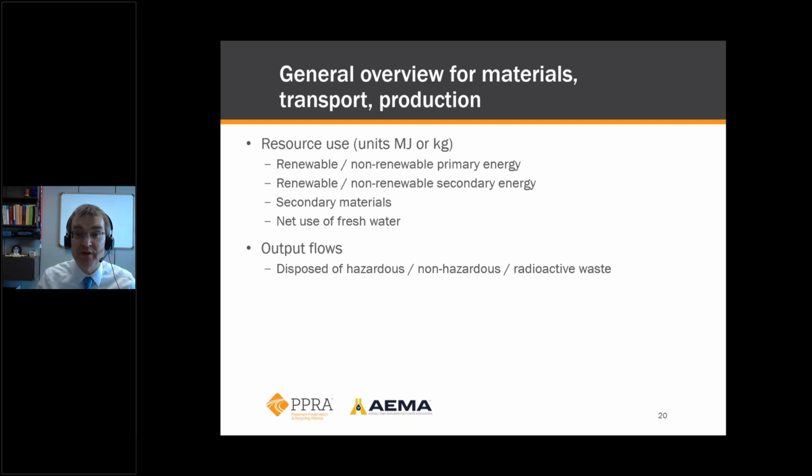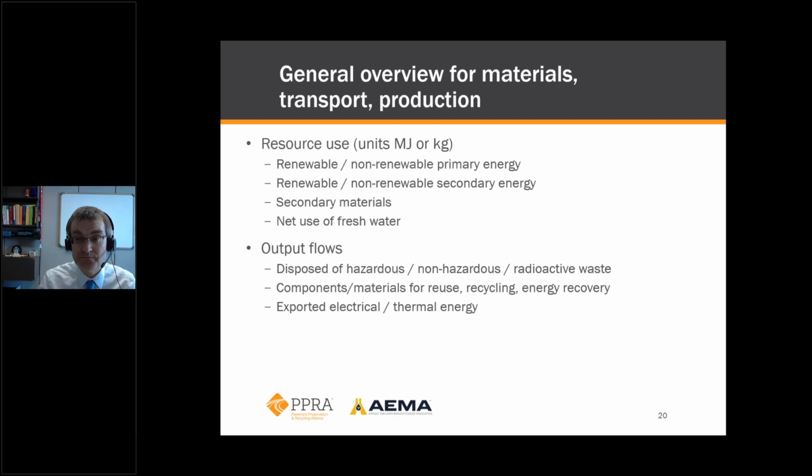Some of the output flows that we'll be looking at, disposing of hazardous, non-hazardous, and radioactive waste. You can see there's actually 3 different categories. I mentioned hazardous and non-hazardous before. There's also that 3rd radioactive waste category. We'll take a close look at all the different components and materials for any sort of reuse, recycling, or energy recovery potential. So this might even give us some more insight on things that we could be doing even better. And then what sort of exported electrical and thermal energy there will be as well. So obviously we're generating a lot of heat. That heat is lost over time. There's inefficiencies in the system. So that kind of covers that.